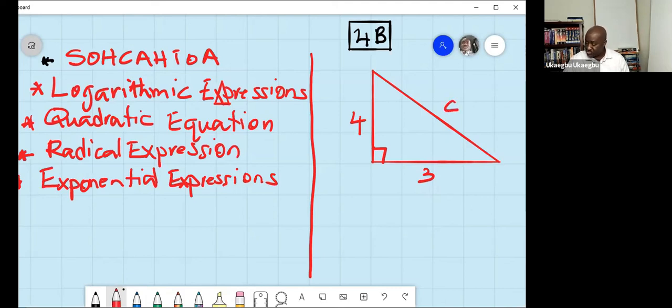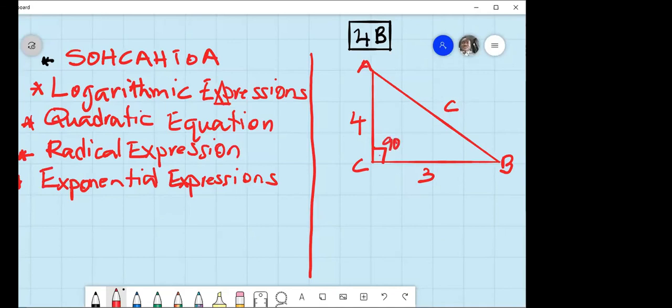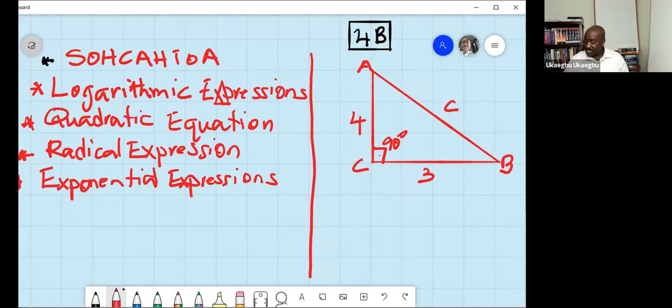I can label this right triangle as A, B, and C. Then, since it is a right triangle, what is this angle? 90 degrees. Thank you. Then, if this is 90 degrees, that means these other angles have to be acute angles.